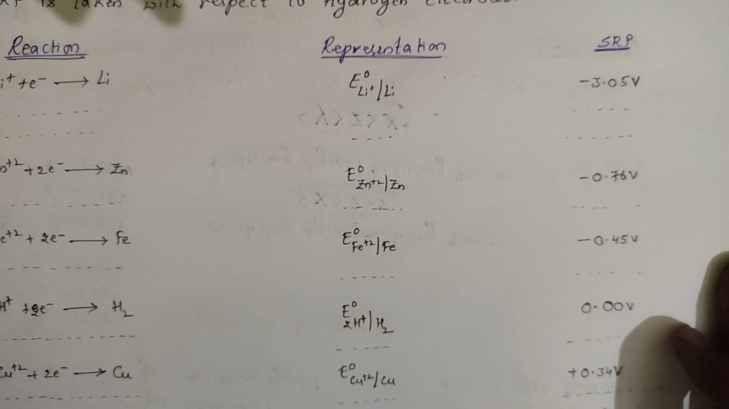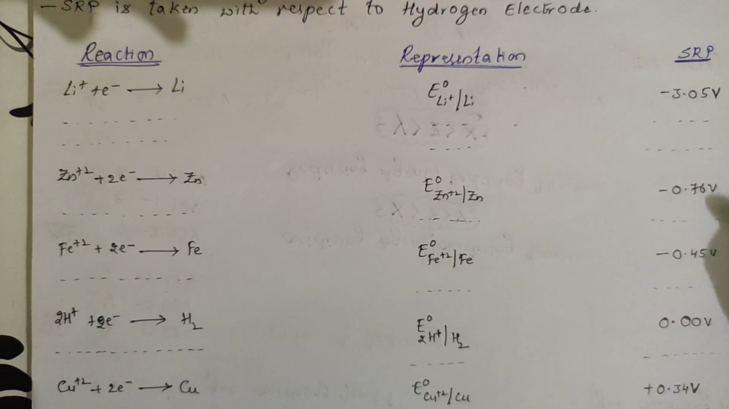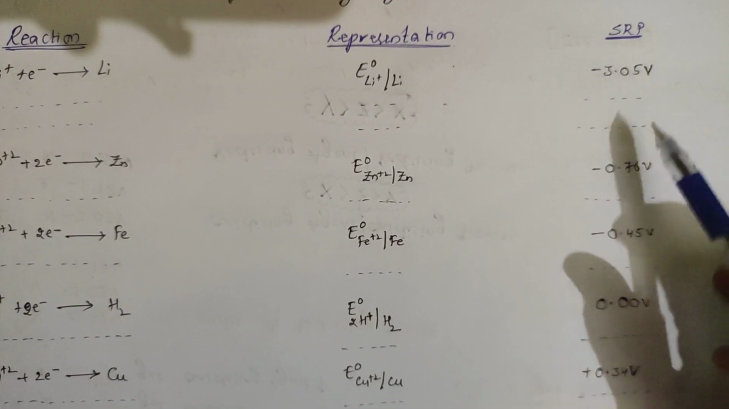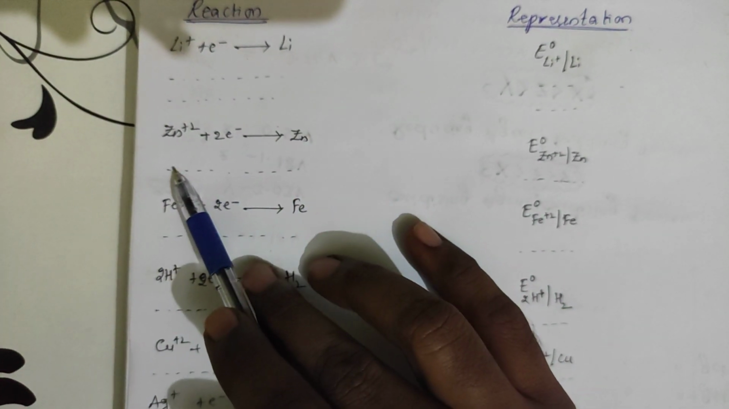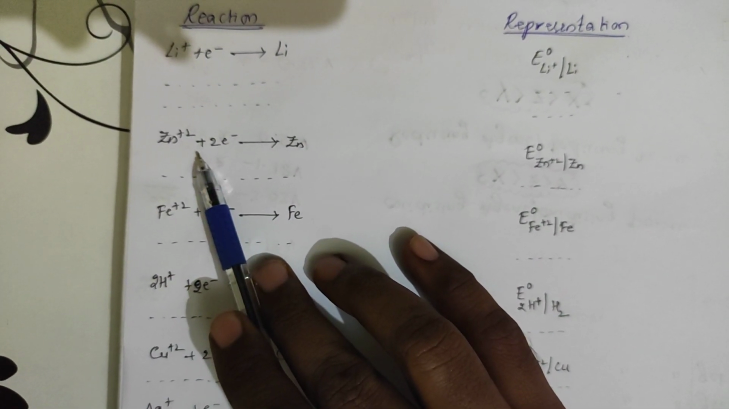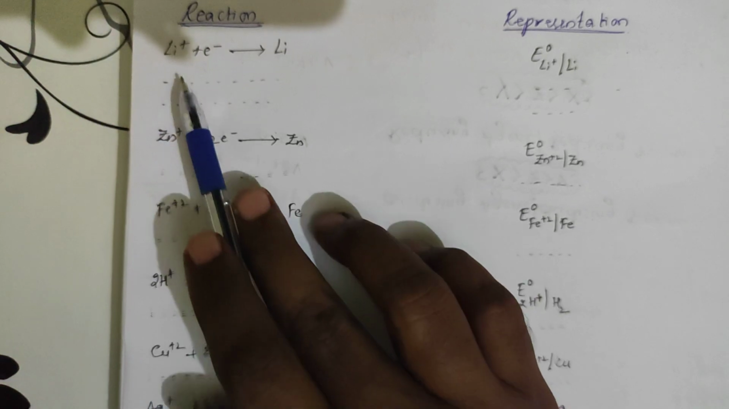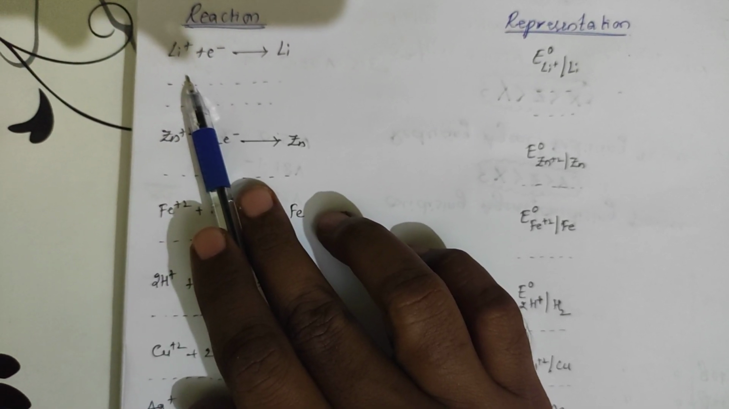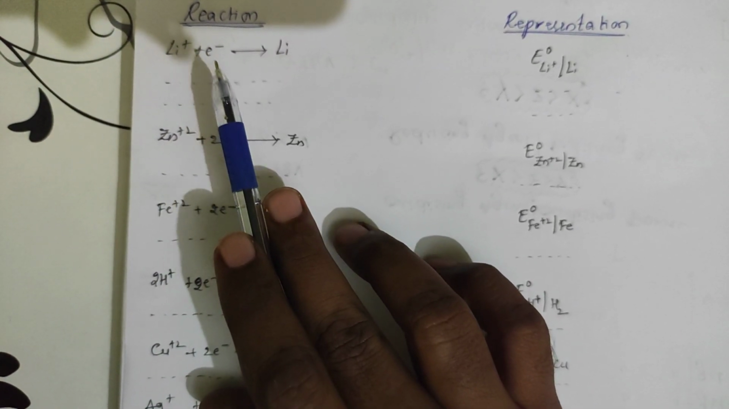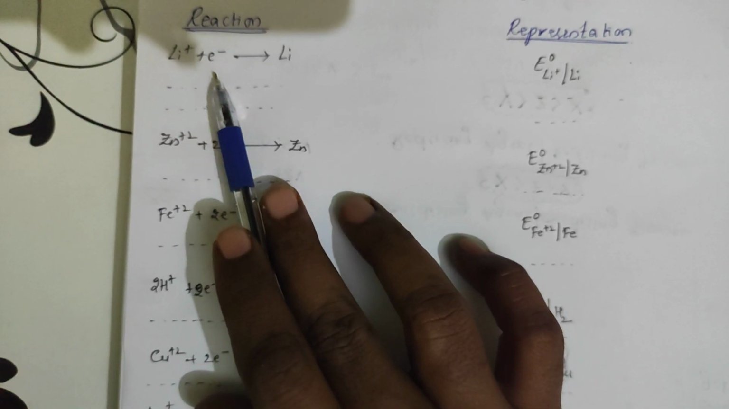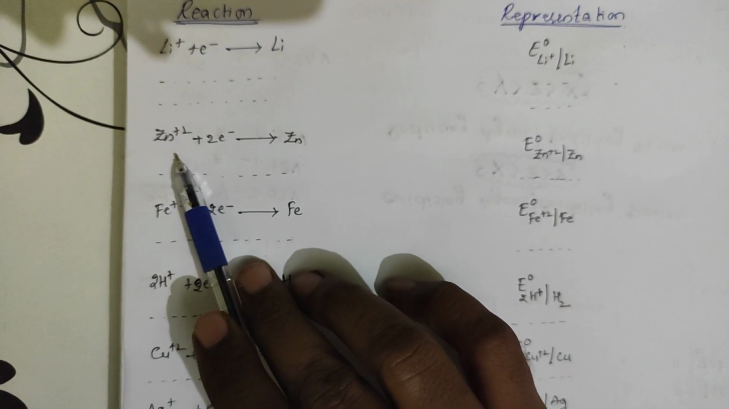Okay, look over here. I have written the series with increasing SRP values, the highest one among these two undergoing reduction. If I combine lithium as well as zinc, zinc should undergo what? Reduction, and lithium should undergo oxidation. Then only is that type of cell construction possible, because lithium easily undergoes oxidation and zinc undergoes reduction.